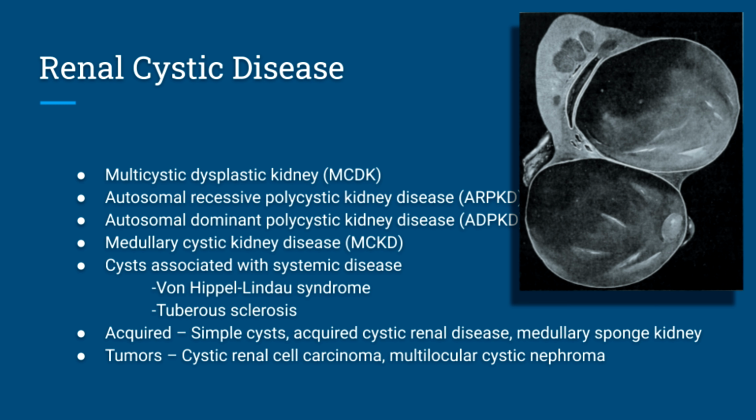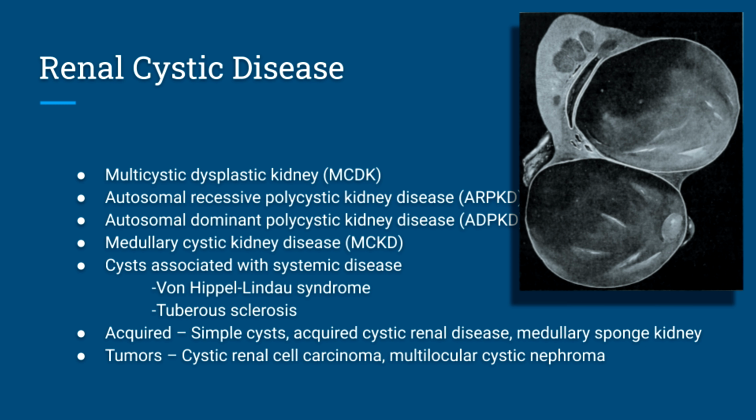There are a few types of cystic kidney diseases. Multicystic dysplastic kidney, autosomal recessive polycystic kidney disease, or adult polycystic kidney disease. Autosomal recessive polycystic kidney disease, or infantile polycystic kidney disease. Autosomal dominant polycystic kidney disease, or adult kidney disease. Easy to remember that one, ADPKD, so adult.